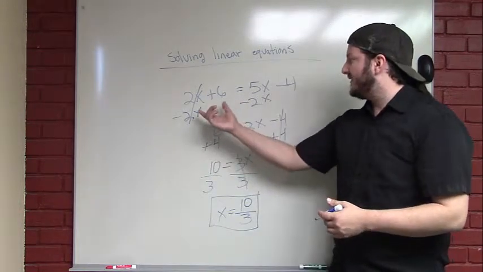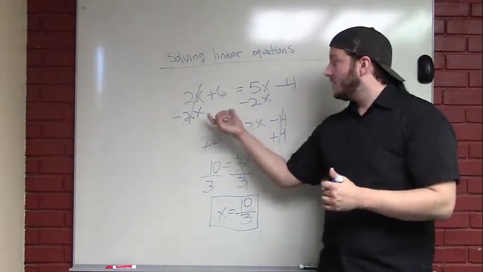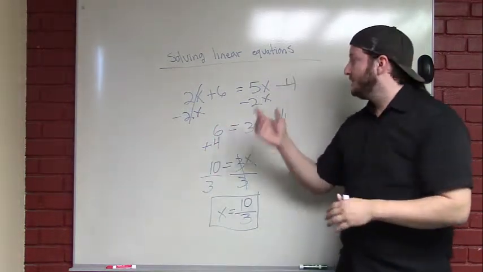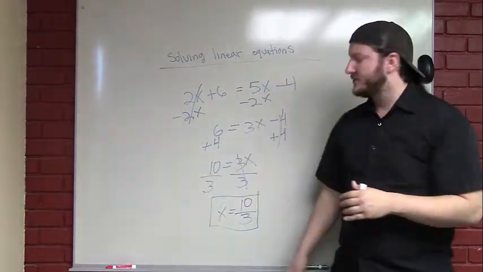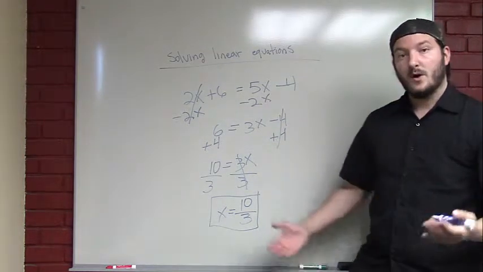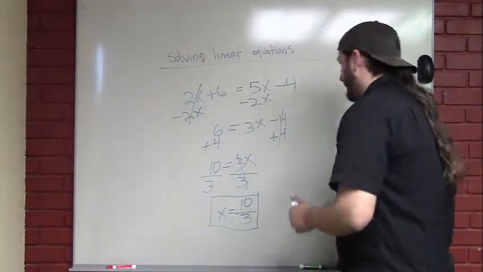So again, recap. If there's an x on both sides, you want to get all the x's on one side and all the numbers on the other side, so then you can just solve it like we all know how to do. All right.